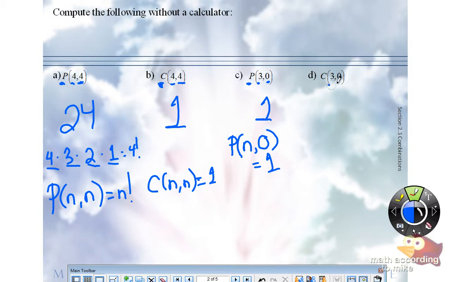Likewise, you have 3 objects on the ground. You're going to pick up none of them where order does not matter. How many ways can this happen? Also 1. So a combination of n objects taken 0 at a time is 1.